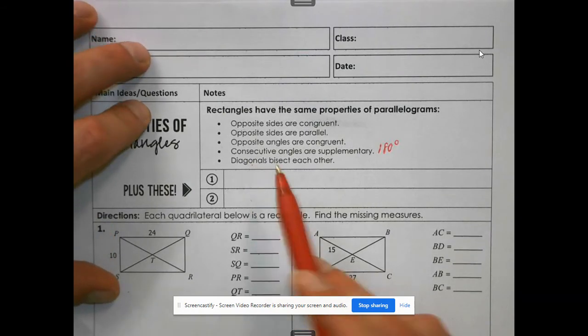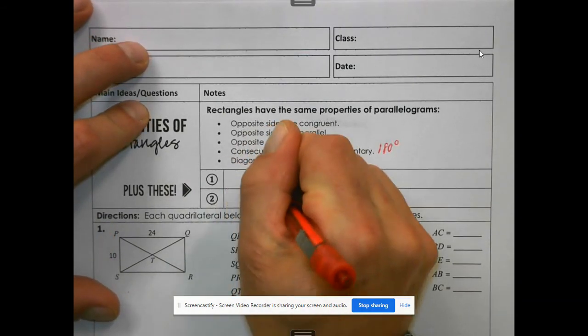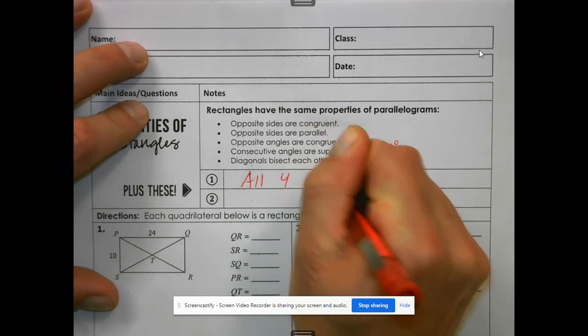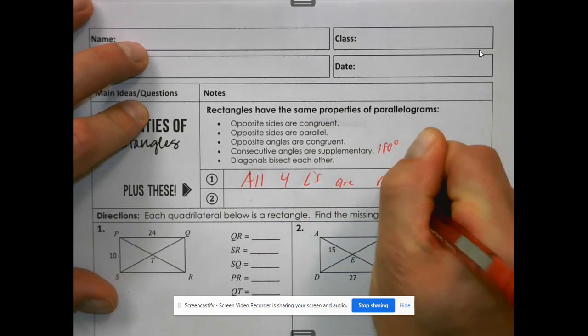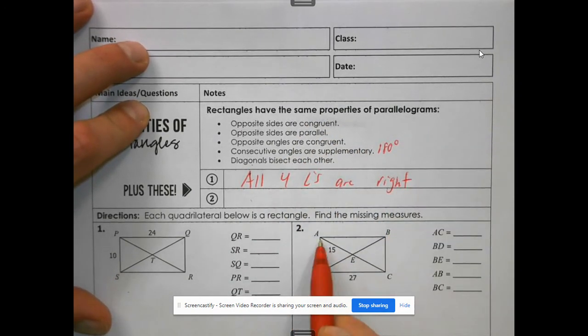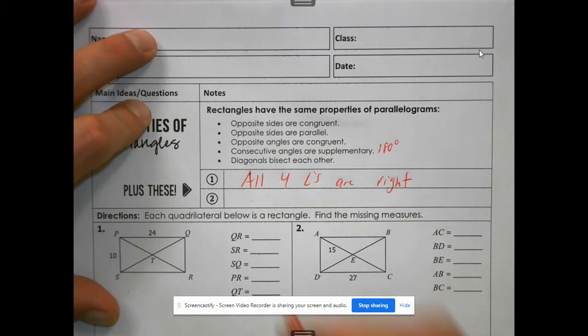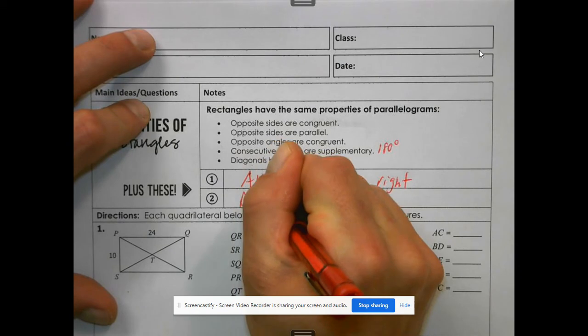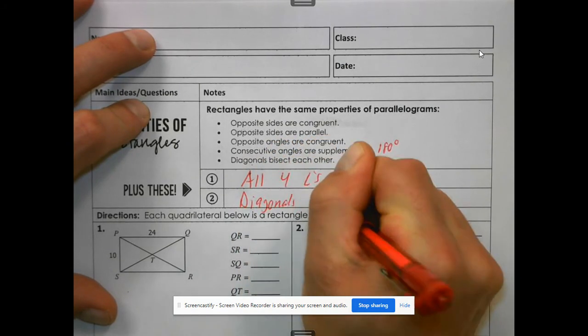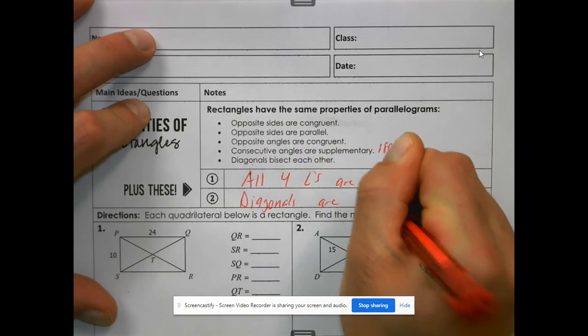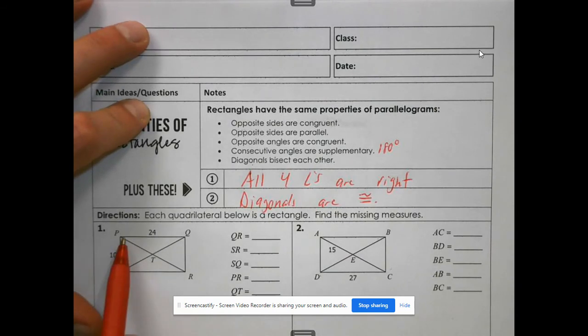Two more for rectangles. All four angles are right. If you look at a rectangle, all the angles in the corners are right angles, 90 degrees. And the second one, your diagonals are congruent. So your diagonals are the exact same length in rectangles.